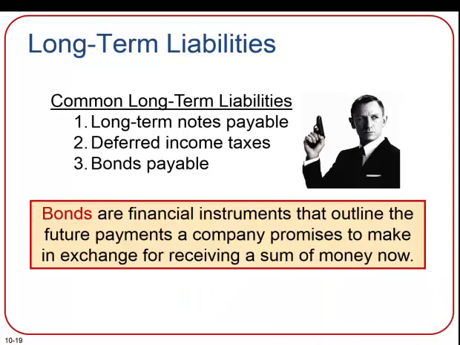So occasionally governments and very large companies need to borrow more money than a single bank or a single lender would want to provide to them. And because issuing a promissory note for such a large amount, let's say maybe $1 billion or $100 billion, is kind of impractical, companies instead issue bonds, and they can issue bonds to a lot of people at once. And bonds are financial instruments that outline future payments a company promises to make in exchange for receiving a sum of money now. So from the company's perspective, the bond is a long-term liability. They could last for years, if not decades.